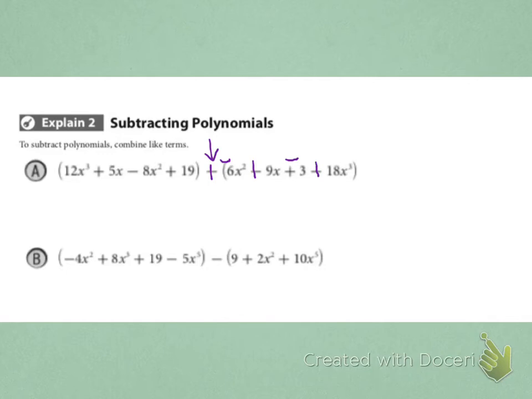So now we're going to go through, look at like terms, say like here are the x cubed terms. So I'm going to go ahead and add those together. 12x cubed and 18x cubed, and those again are the highest terms, so I started with those. That's 30x to the third.